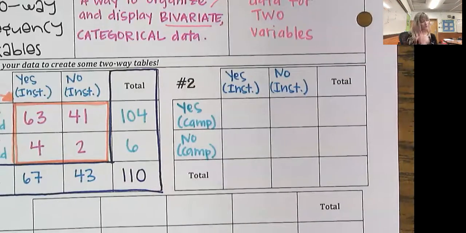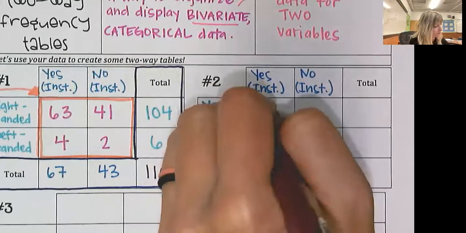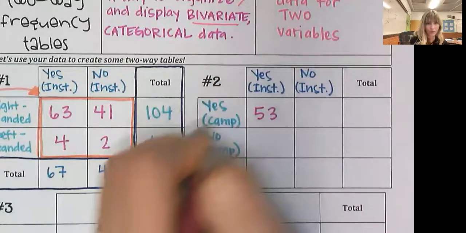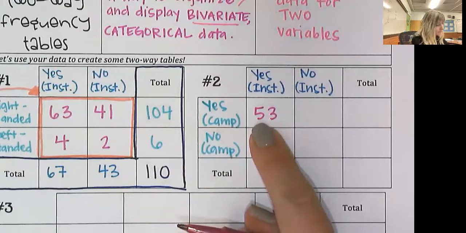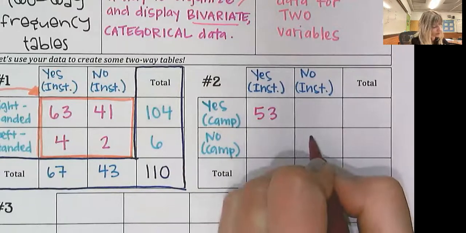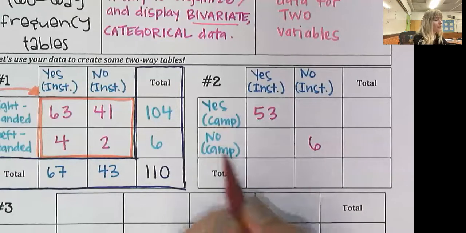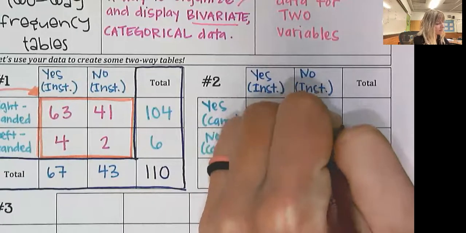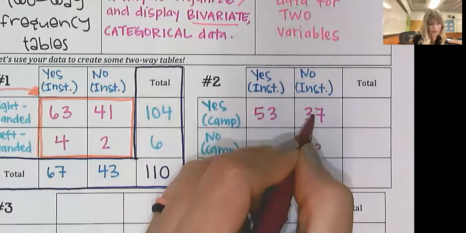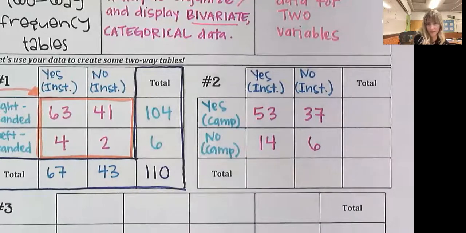Okay, but what I'm actually going to give you this time, I'm going to start you with the joint frequencies. I'm going to tell you what I found there. I found that 53 of you said yes to both. This box right here means you like camping and you play an instrument. This box right here is who said no to both. 6 of you said no to both of those. No, I don't like camping, and no, I also do not play an instrument. 37 of you said, yes, I like camping, but no, I don't play an instrument. And 14 of you said, no, I don't like camping, but yes, I do play an instrument.